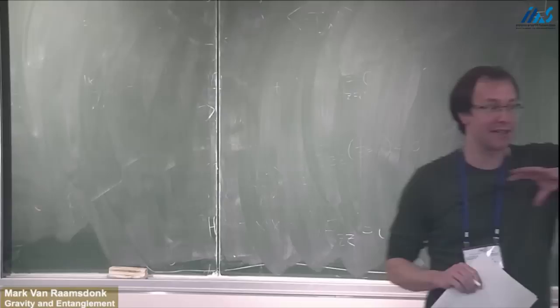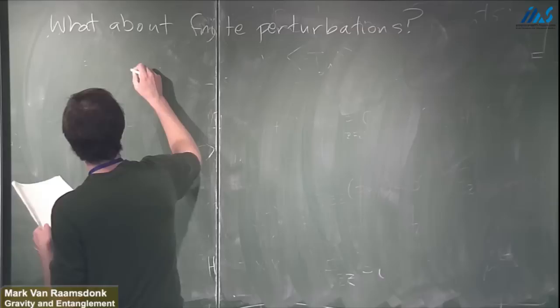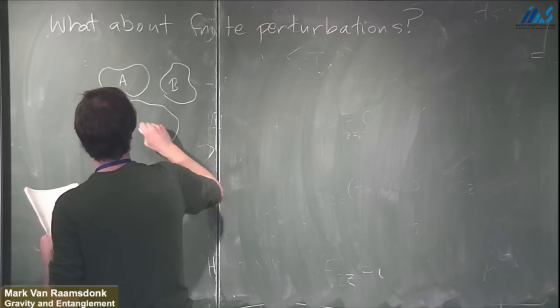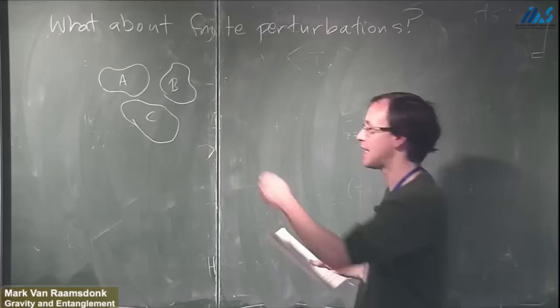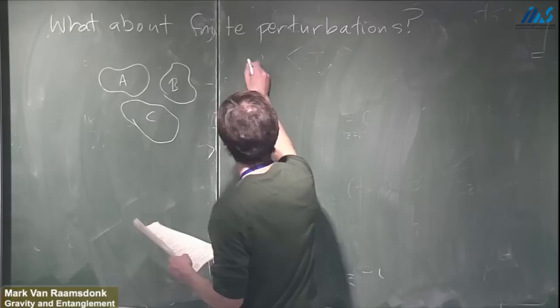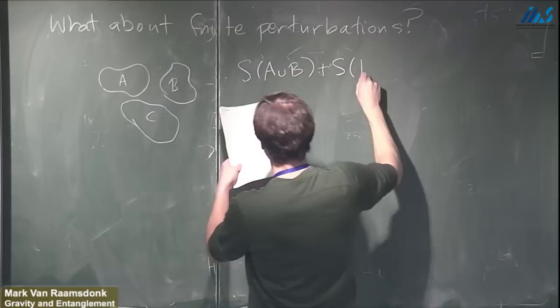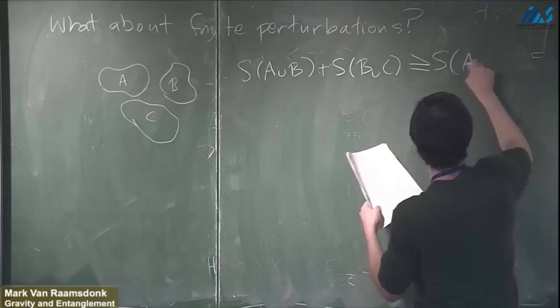So let me just mention a few different constraints that should give you useful constraints on the gravity side. One of them is this strong subadditivity that has been mentioned a couple of times so far. It says that given any three regions or subsystems A, B, and C, S of A union B plus S of B union C is greater than or equal to S of A union B union C plus S of B.